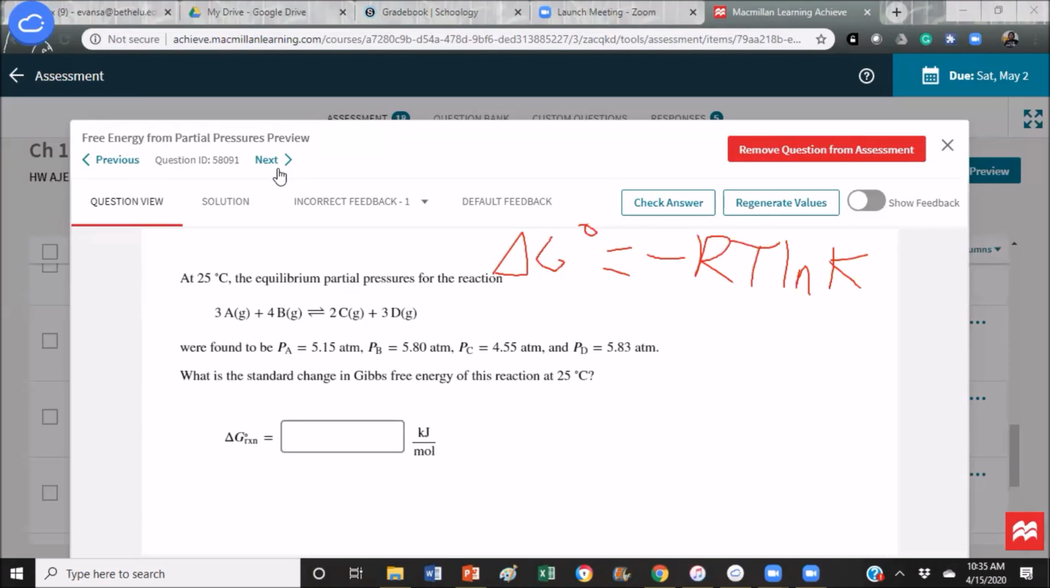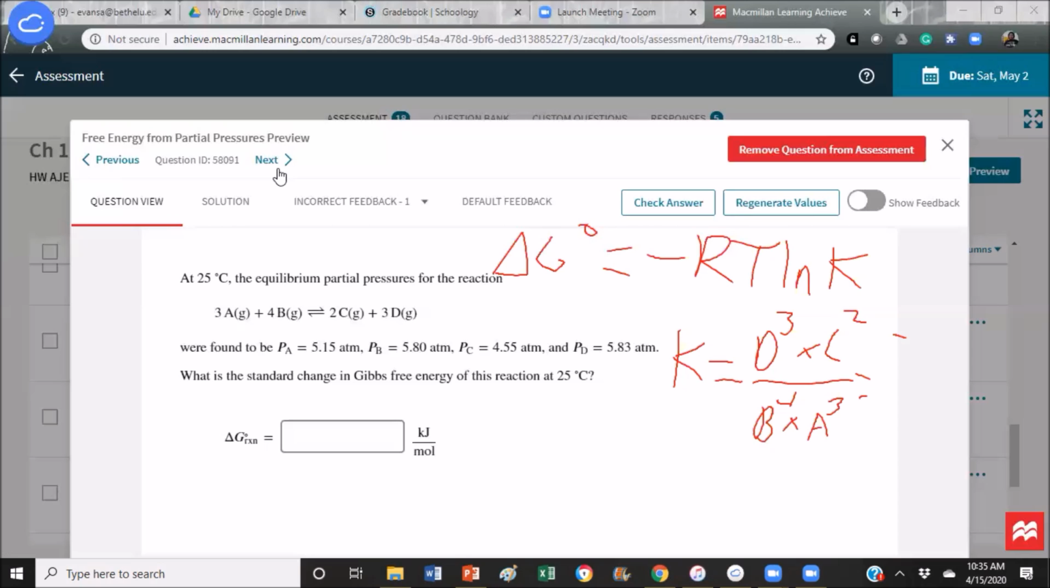So for this reaction, 3A plus 4B goes to 2C and 3D. Our K expression is going to be D cubed times C squared over B to the fourth times A to the third. And it's just products over reactants. It's every bit of Q or K or all the equilibrium stuff we've been doing for the last, wow, like couple months.